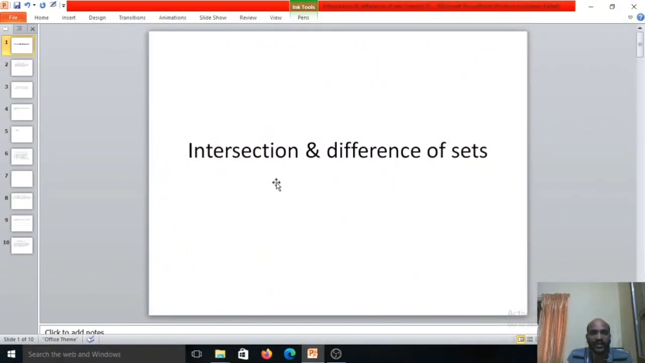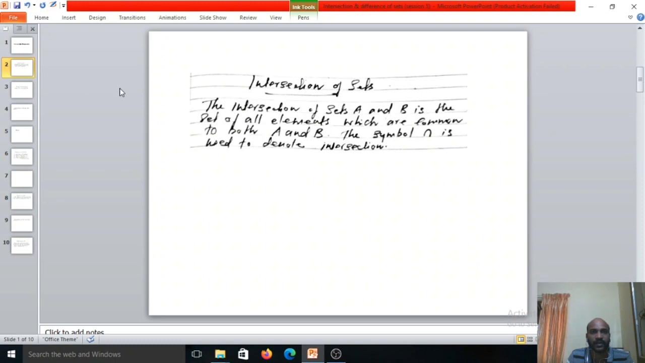Dear students, today we can study two new operations of sets. First one is intersection and second one is difference of sets. Okay, intersection of sets. Intersection of sets A and B is the set of all elements which are common to both A and B, and this symbol is used to represent A intersection B. That means you have to write common elements of two sets.